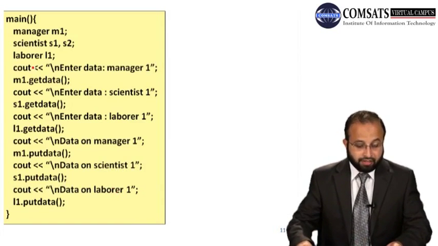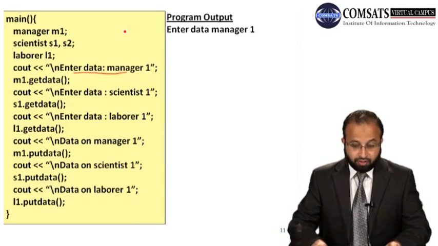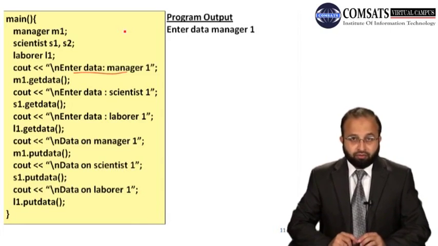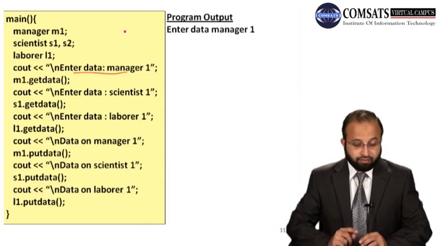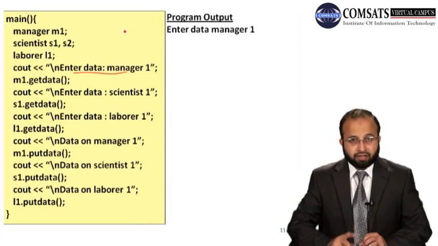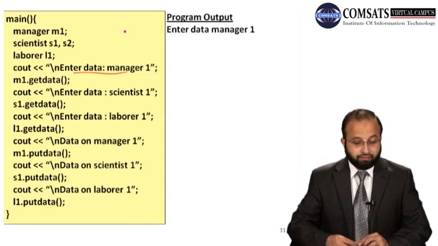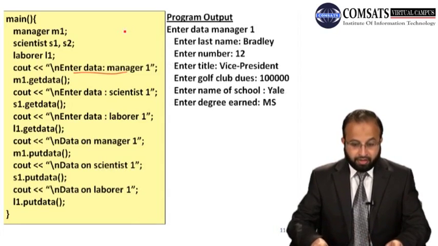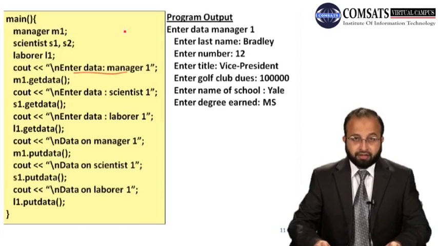सबसे पहले फंक्शन का कॉल करें get data. So that is the program output. Enter data manager 1, and then you're calling the function m1.getData. So जब ये फंक्शन कॉल होगा तो सबसे पहले वो कॉल करेगा एम्प्लॉय का गेट डाटा फंक्शन. If you go to the definition of the get data function within the manager class, सो सबसे पहले एम्प्लॉय का क्लास का जो गेट डाटा फंक्शन है उसको कॉल करेगा, and it will ask for enter last name, enter number.